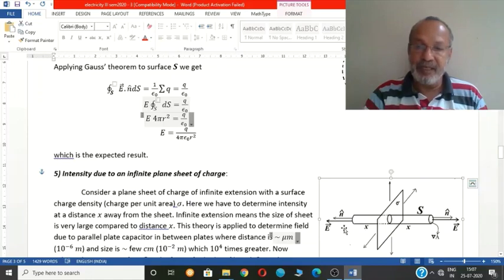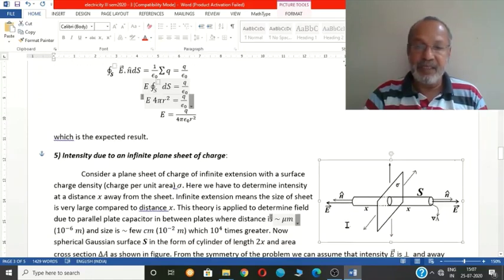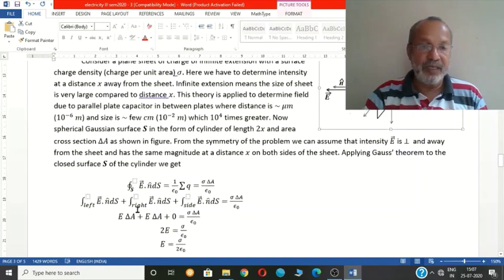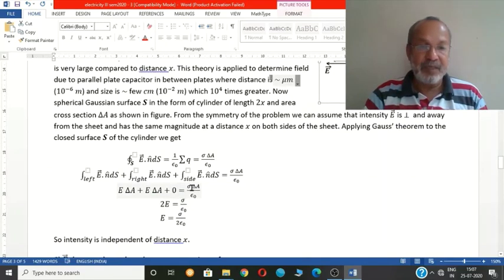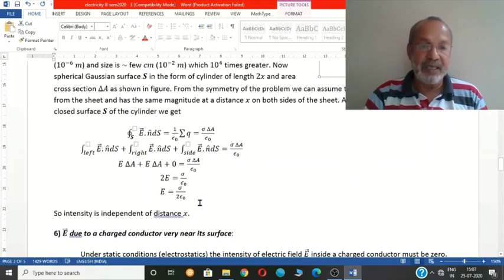Here also we will get the same thing. E and n have the same direction. So we get E delta A, plus the third one, that is 0. So that is 2E delta A on the LHS, and on the RHS sigma delta A by epsilon 0. So delta A can be cancelled, and you arrive at the result: the intensity at a distance x away from the sheet is sigma by 2 epsilon 0. No x is seen on the RHS, so it is independent of the distance x.